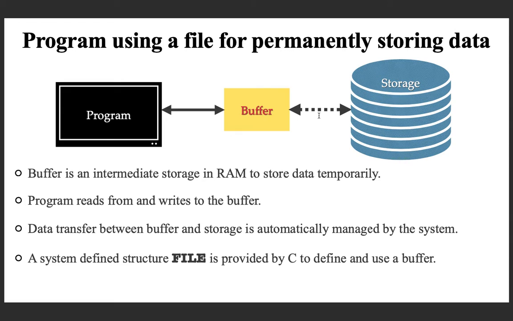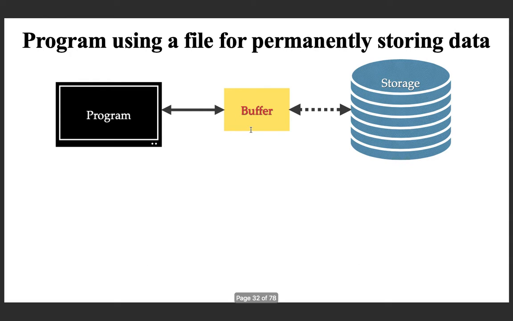And for you to create or access files, what the C language provides is a system defined structure, namely FILE, which can be used to create and access a buffer. We will see examples, and you can in fact create a pointer to this structure variable, to which you can open a file or create a file. So now we can see what is that structure FILE which is provided by the C language.